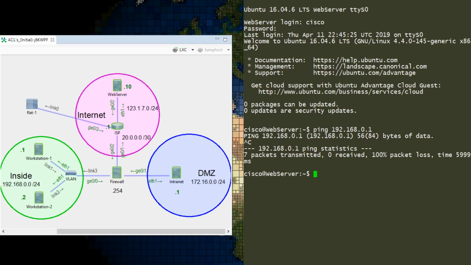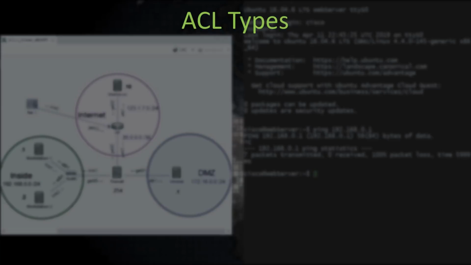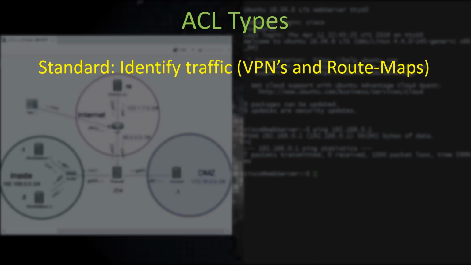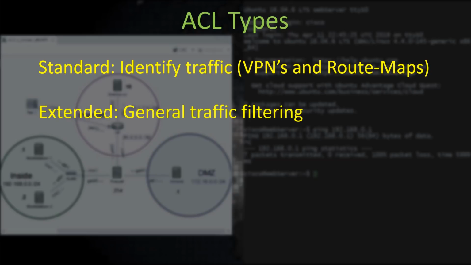They're far more granular. So we need some ACLs to achieve our goals. But which type? After all, there are a few. The standard ACL, for example, is used to identify traffic, usually to determine which traffic goes over a VPN, or matching traffic in a route map. So it's not really used to permit or deny traffic, as much as it matches or not matches traffic. The extended ACL is the one we want for most traffic filtering. It can match on source or destination IPs, ports, FQDNs, time, and others. This is the type we'll be using throughout this video.